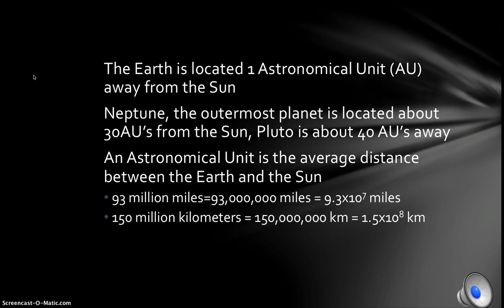The astronomical unit has been defined as the average distance between the Earth and the Sun. It's 93 million miles. If we write that in scientific notation, it turns out to be 9.3 times 10 to the 7th miles. In science, we often use the metric system, and so an astronomical unit measured in kilometers is 150 million kilometers. Again, in scientific notation, this is written as 1.5 times 10 to the 8th.